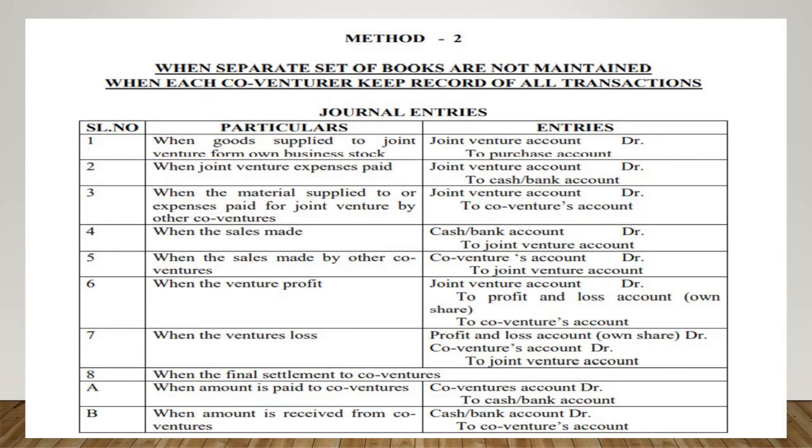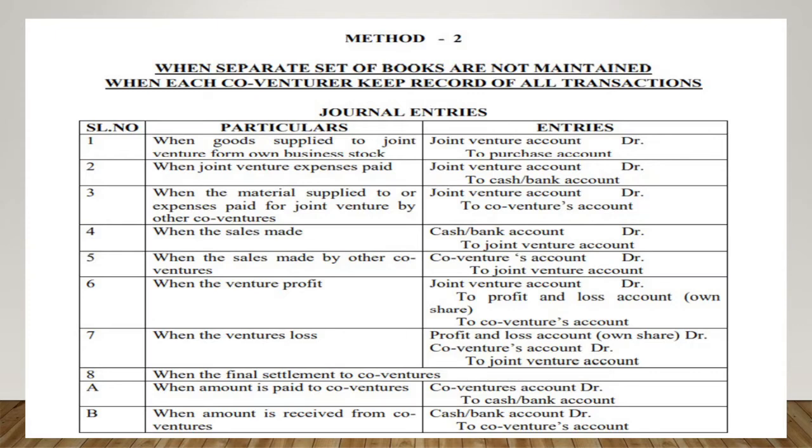That is joint venture to cash account when the material supplied or expenses paid for the joint venture by other co-venturers. So joint venture account debit to co-venturer's personal account. Sales amount received: bank to joint venture. Sales made by other co-venturers: co-venturer account debit to joint venture.